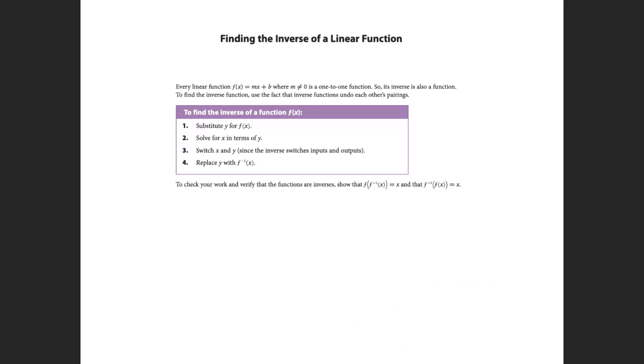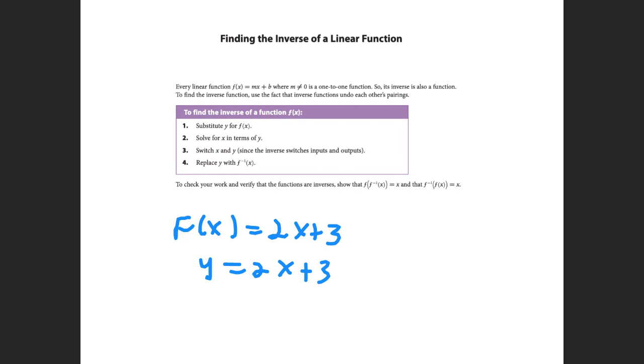So here are the steps. Substitute y for f of x. So if they write it as f of x equals 2x plus 3, the first thing you're going to do is write it as y is equal to 2x plus 3, because f of x does stand for it.